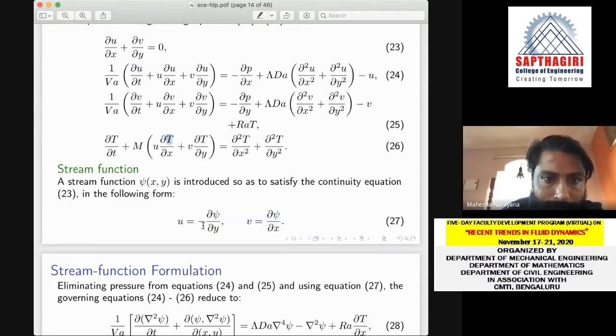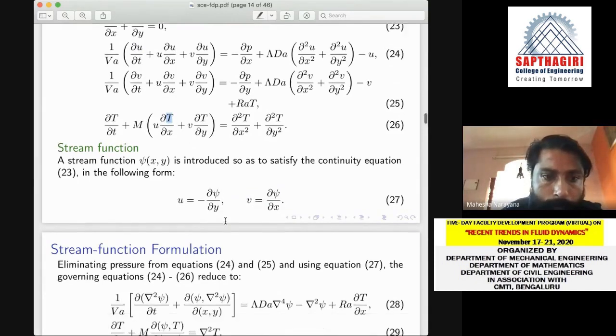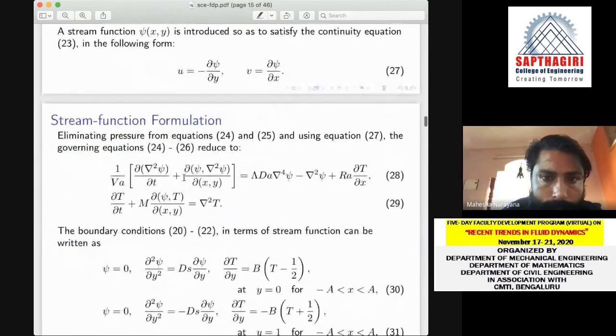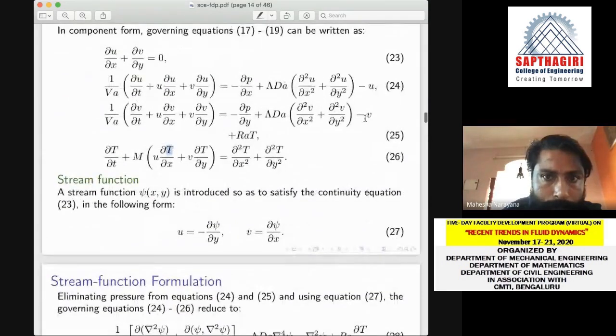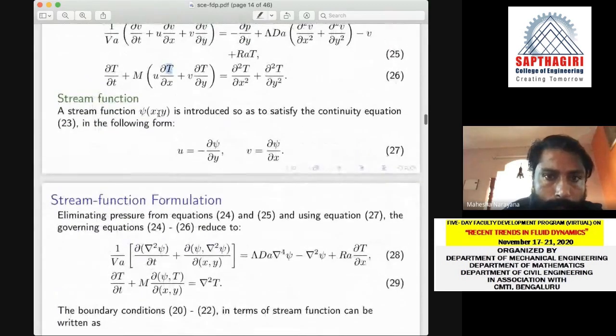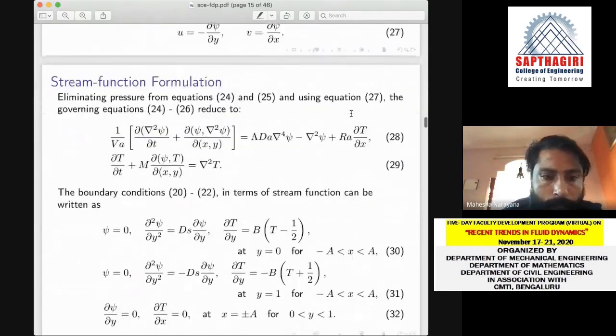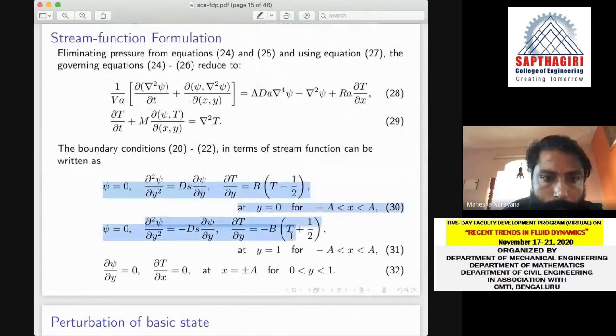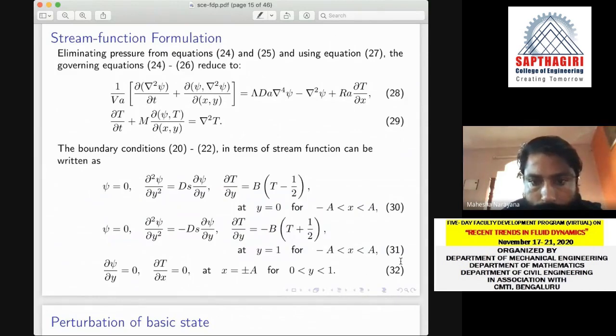And since u and v are written in terms of the stream function psi, there are only two unknowns now, psi and T. And the two equations for psi and T are given by equations 28 and 29. And remember, equation 28 is obtained by eliminating pressure from equations 24 and 25, and also using the stream function formulation given in 27. And equation 29 is obtained from equation 26, which is the energy equation. And the corresponding boundary conditions can be put in terms of the stream function as given in equations 30 to 32.